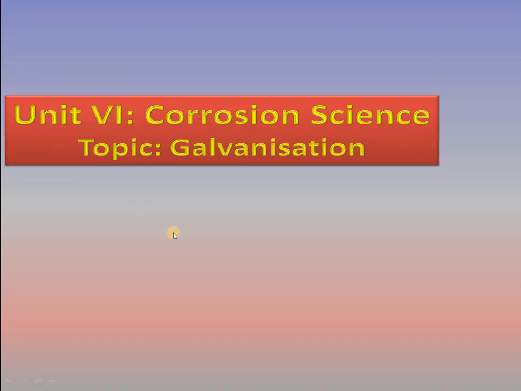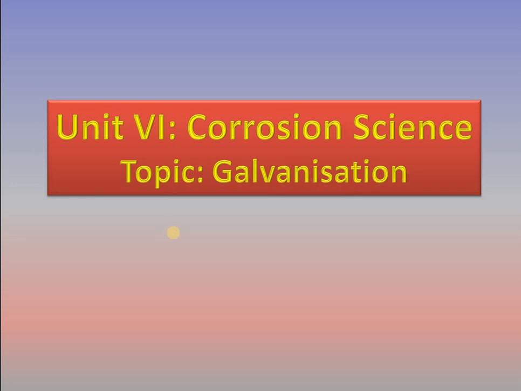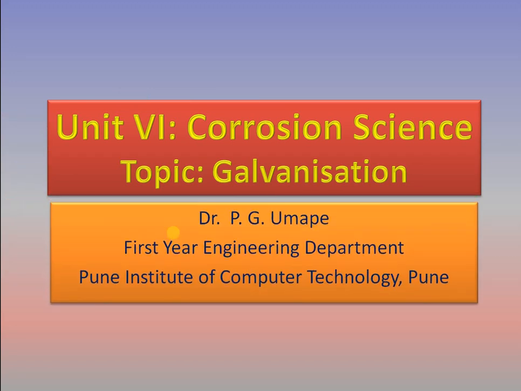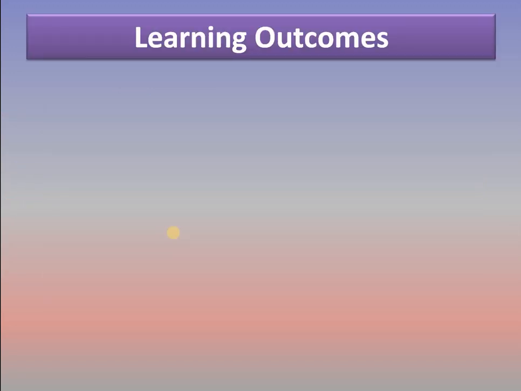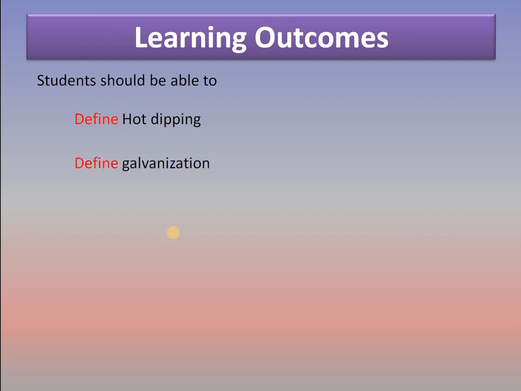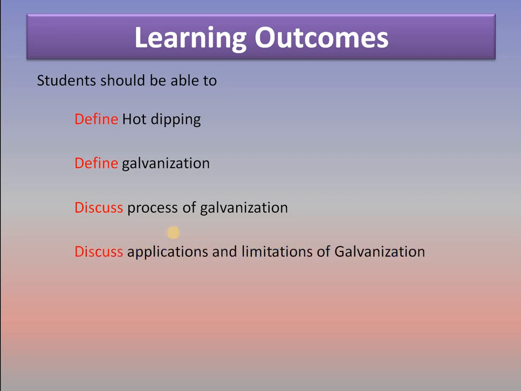In this session we are going to discuss the topic galvanization from Unit 6, Corrosion Science. The learning outcomes from this session are: students should be able to define hot dipping, define galvanization, discuss the process of galvanization, and discuss the application and limitations of galvanization.